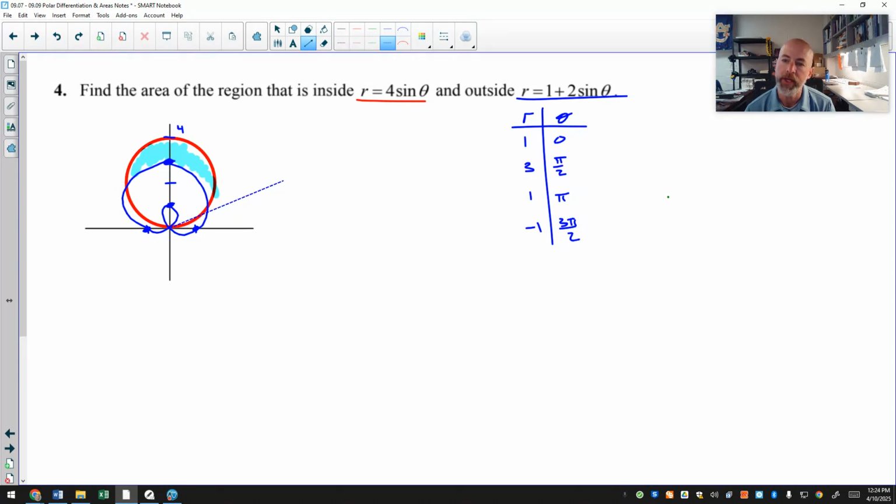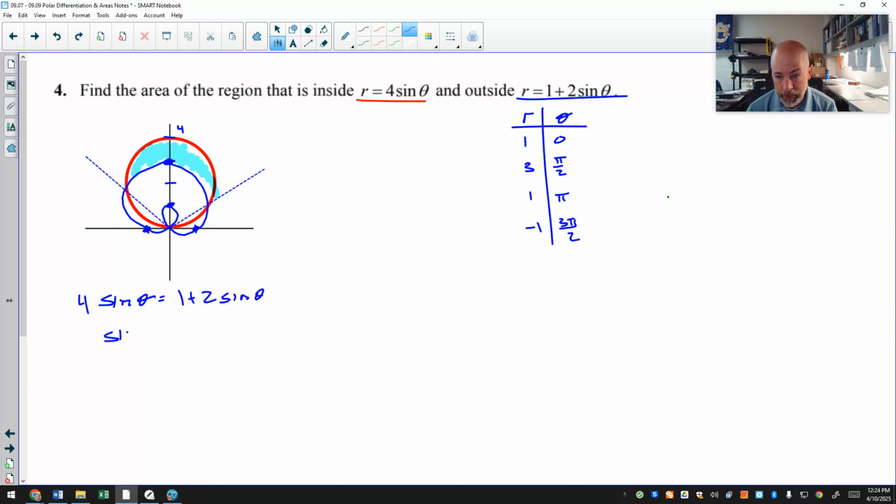I need to know when do these cross each other, and we'll figure that out by again setting these graphs equal to each other. And so when you set those equal, we have 4 sine theta is equal to 1 plus 2 sine theta, subtract the 2 sine theta, that's 2 sine theta equals 1, sine theta equals 1/2, which is happening at pi over 6 and 5 pi over 6. And again, if you want to, you can take advantage of symmetry, and you can go up to pi over 2 and double that. So we're definitely going to start at pi over 6.